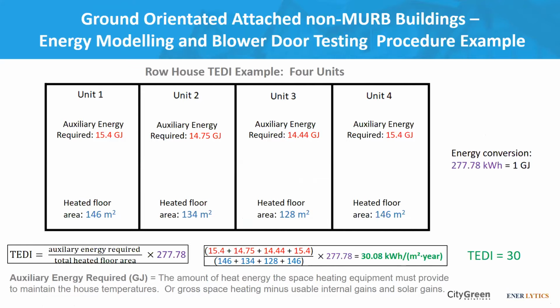A similar type of formula is done for determining a TEDI for a non-MURB ground-oriented attached building. What it takes is the auxiliary energy divided by the total heated floor area. In this particular case, you add up all of the auxiliary energy required, you add up all of the total heated floor area, and you divide it, times it by 277.78, you would get a building weighted average TEDI result.